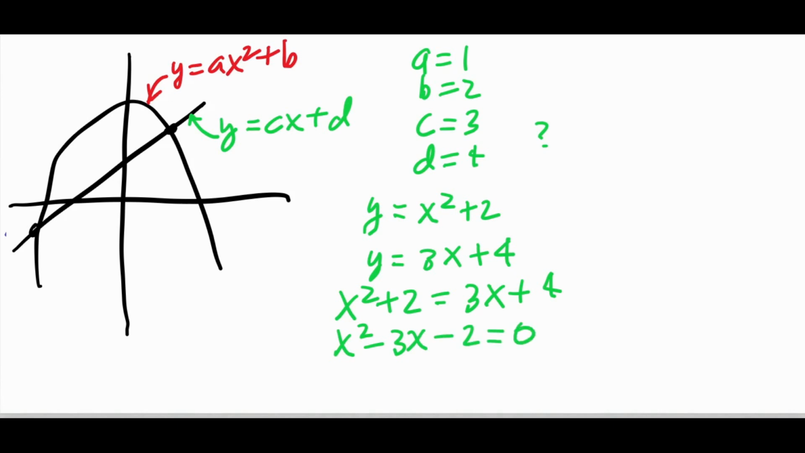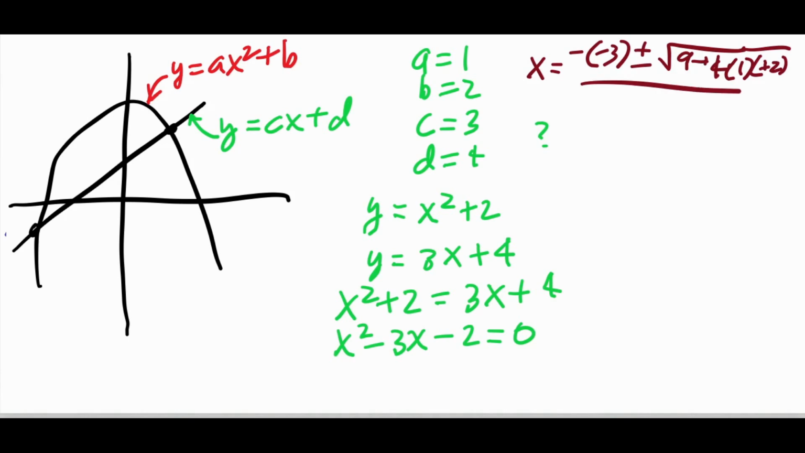Then we're left with a quadratic equation, which we can solve using the quadratic formula. You know, x equals -b plus or minus radical, that one. Well, here b is -3. B squared is 9, minus 4 times a times c. So that's 9 plus 8. And the whole thing is divided by 2a, or 2.